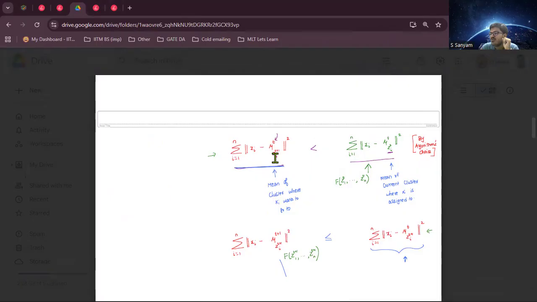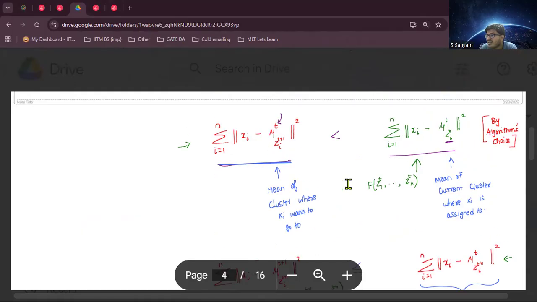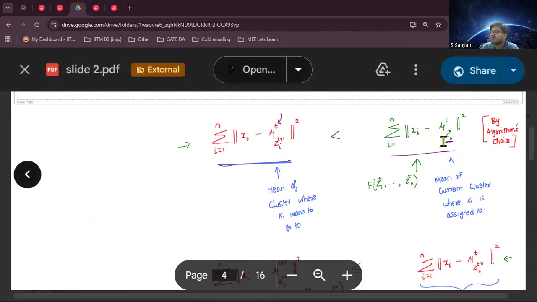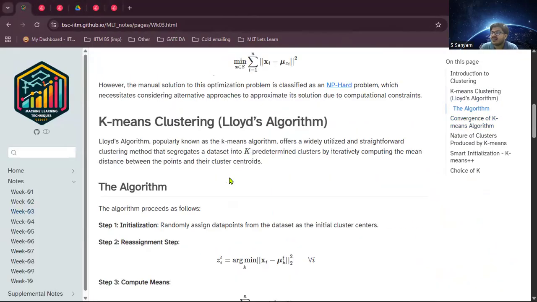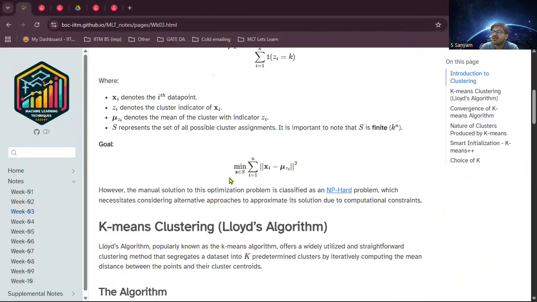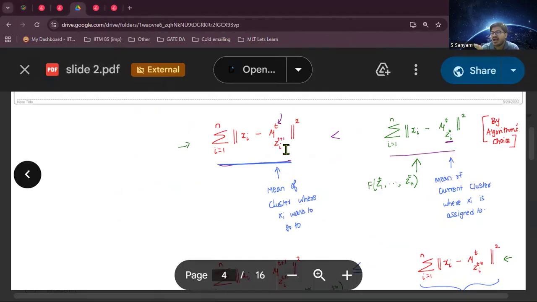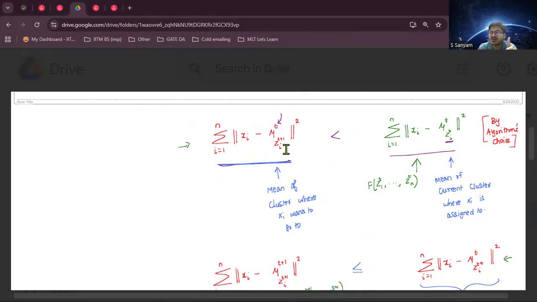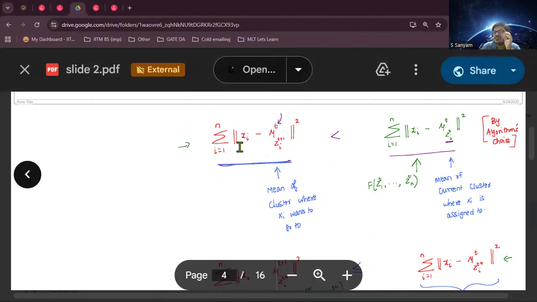Now, mu z_i^(t+1), that is, the mean of the cluster and the indicator of the point, telling in which cluster it is. At the t+1 iteration, basically we are converging. In every step we are checking which mean that point is nearer to.